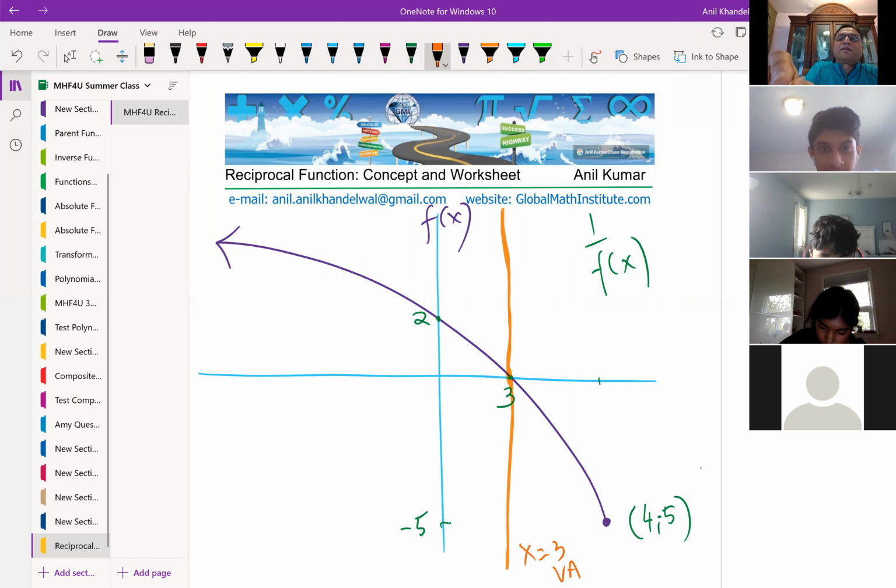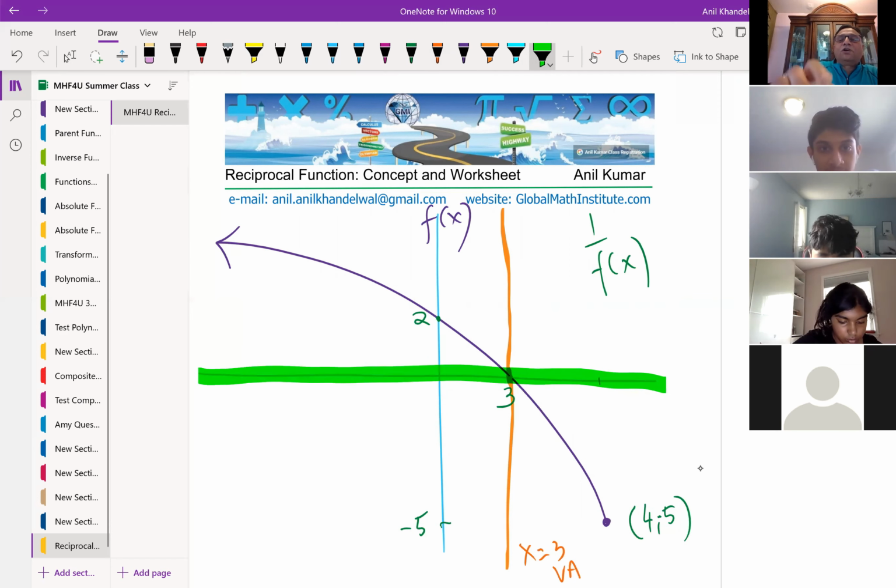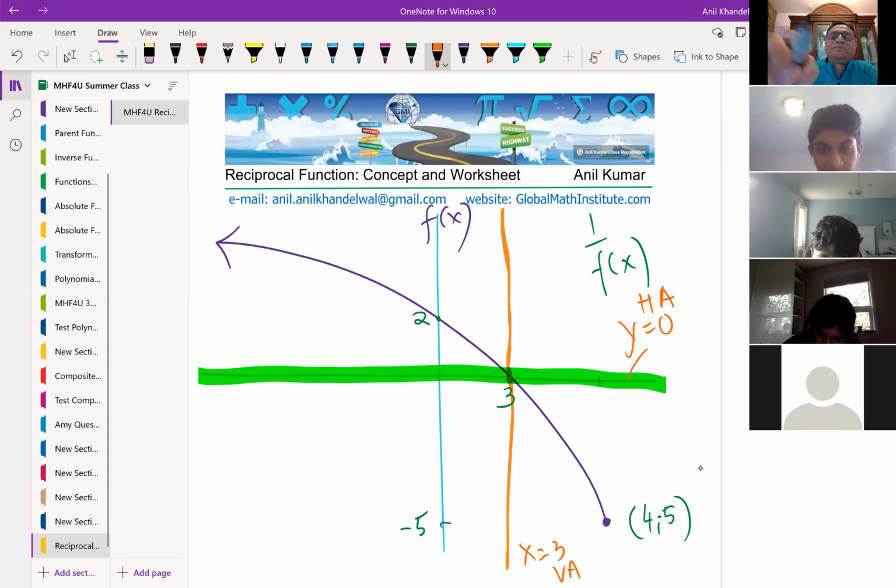Second thing would be the horizontal asymptote. Dotted line, I'm just writing bold. y equals 0, horizontal asymptote. Is this clear to you? Third, you have a point 2, right, sir? So that would be your y-intercept. So then now your point would be 1 over 2. Very good. Half. So now we are plotting the points which we are going to connect. Another point, 4 and minus 5. Where will this go?